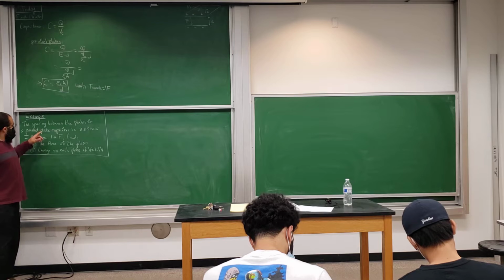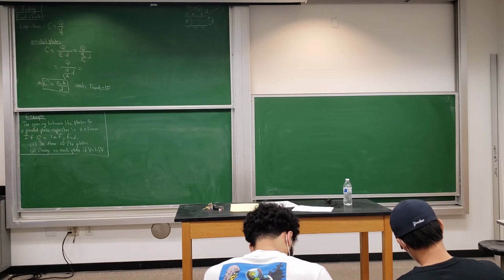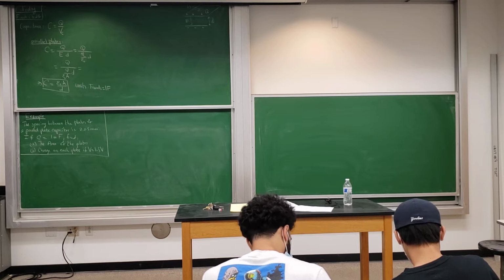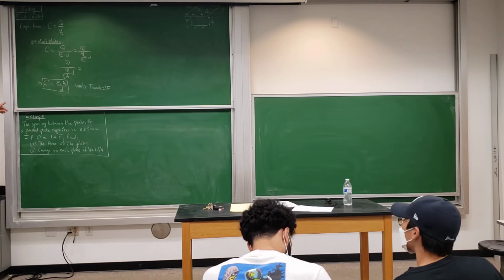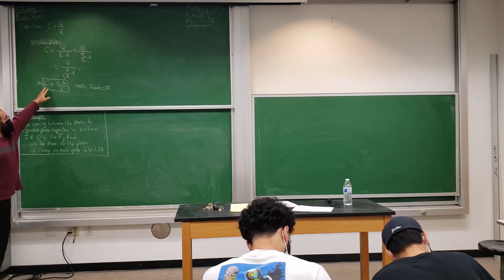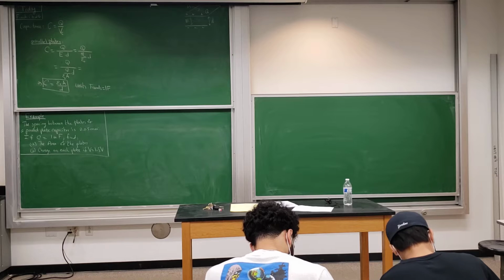Okay. Here is the problem. The spacing between the plates of a parallel plate capacitor. The key word here is parallel plates. Since it's a parallel plate capacitor, feel free to use C equals epsilon naught A over D, because it's parallel plate, so we can use that.